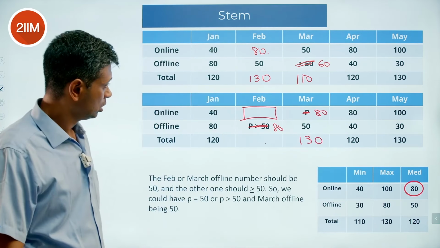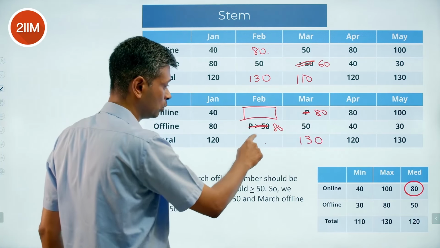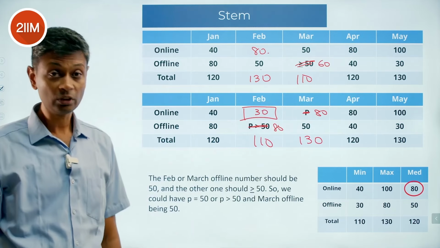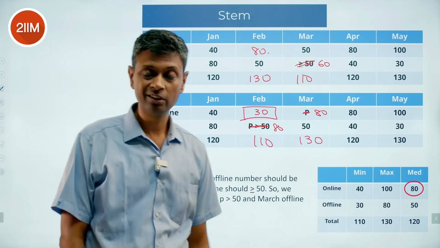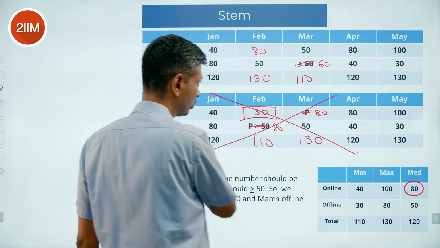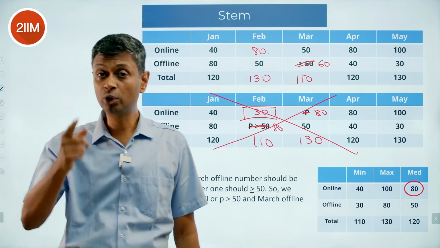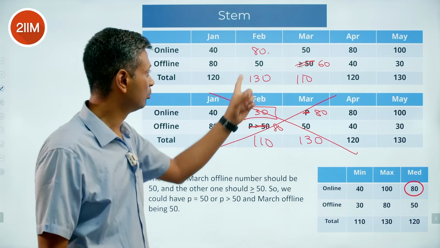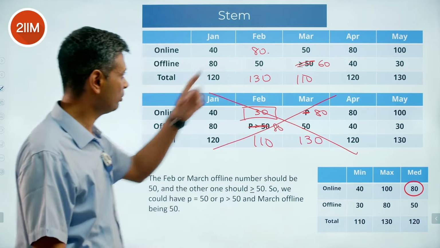All good. So 130, 130, 130, 130, 120, 120. This should add up to 110. This should become 30. Except this can't be 30 because online minimum is 40. So this is just not possible. This entire possibility simply cannot exist. Only possibility is for the Feb offline number to be equal to the March online number to be equal to 50. That's the only possibility. Both of them being 50. That works. We plonk it in and get out of there. That's the only possibility.